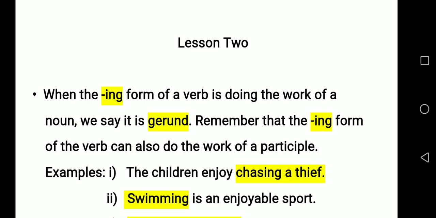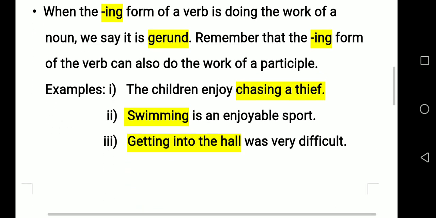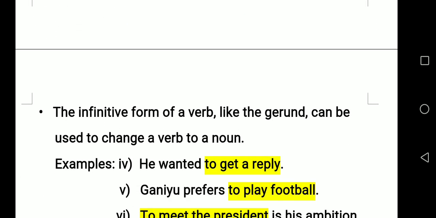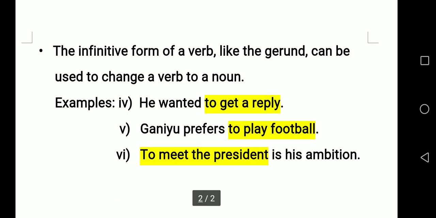They are what? Noun clauses. He wanted what? To get a reply. Ganiyu prefers what? He prefers to play football. Ganiyu is the subject. The action he performed is prefers. He is the subject. He performed the action of wanted what? To get a reply. Ganiyu prefers what? To play football.